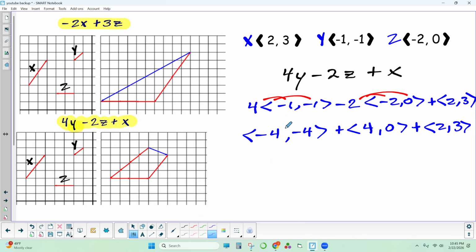Okay? And now we combine the first two. Negative 4 and 4 is 0. Negative 4 and 0 is negative 4. Plus 2, 3. Okay? Combine the last two here. We've got 2 and negative 1. So our resulting vector is 2, negative 1. And if we come over here and go right 2 and down 1, we can see that that is our resulting vector as well. Okay?